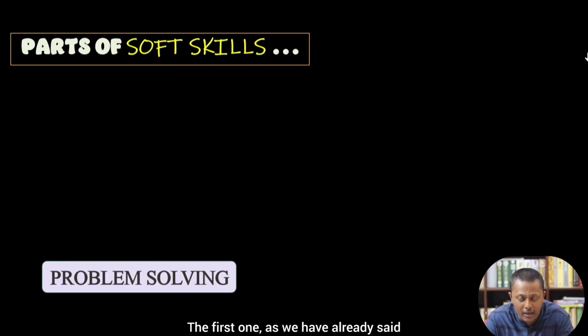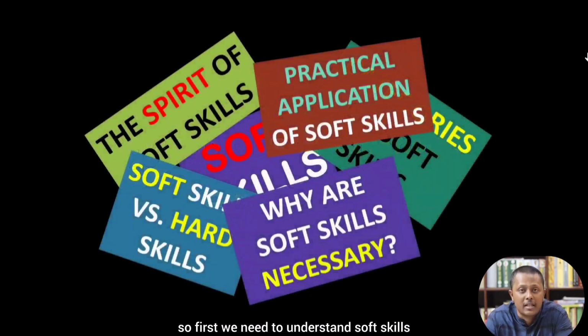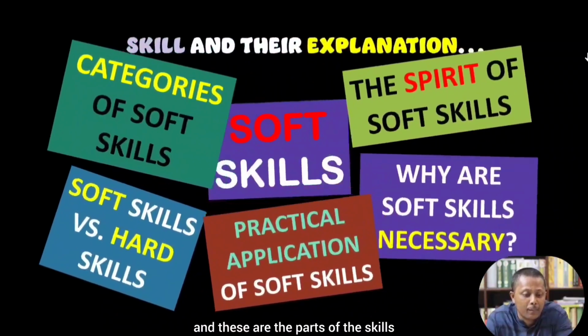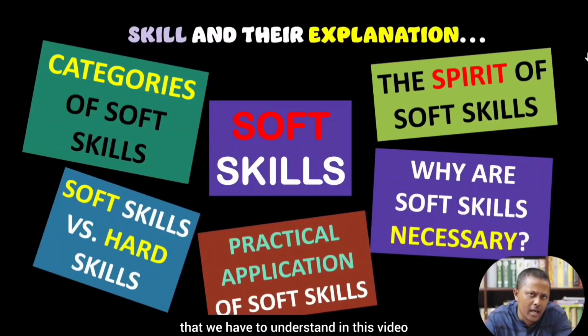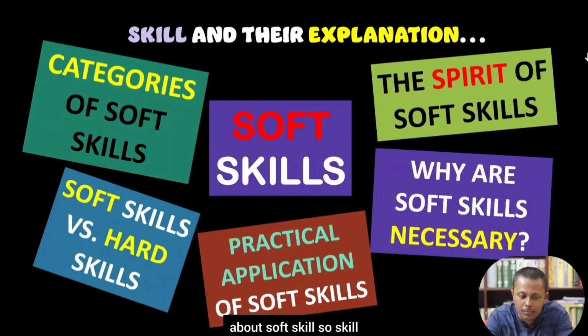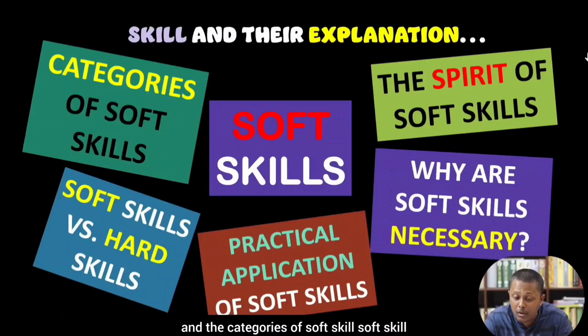The first one, as I have already said, is soft skill. So first we need to understand soft skills, and these are the parts of the skills that we have to understand in this video about soft skill. So skill and their explanation. So soft skill and the categories of soft skill versus hard skills, practical application of soft skills, spirit of soft skills, why are soft skills necessary? These are the subtopics of this video.